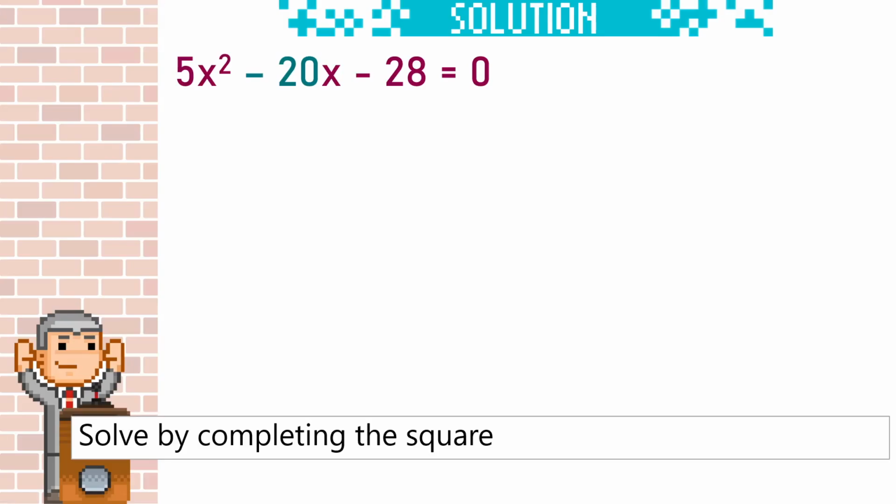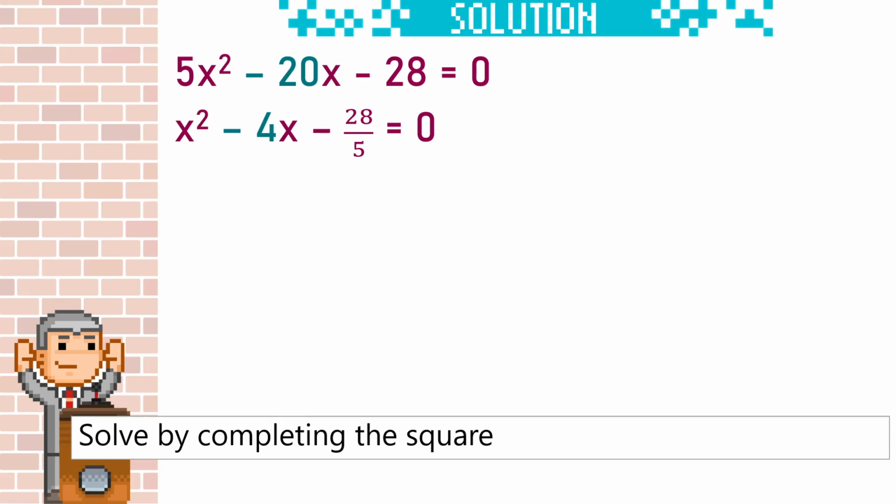In this question, we're asked to solve by completing the square, and we've got an equals 0 there. So instead of having to factorise that 5 out, we can just divide all the terms in the equation by 5 to get that coefficient of the x squared term as 1. And then we just need to complete the square.